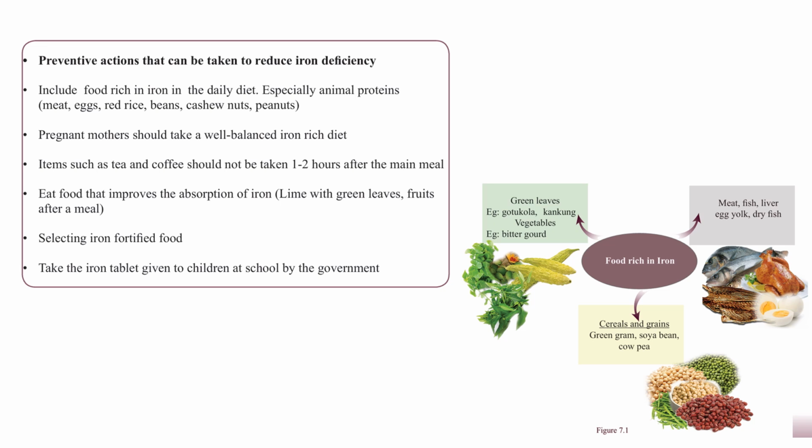Selecting iron fortified food. There are certain types of cereals, corn flakes, and even sometimes milk with iron fortified ones. So selecting iron fortified foods is also possible, especially if somebody is having an iron deficiency. And also taking the iron tablet given to children at school by the government. And in the figure that's given here, you can see the types of food rich in iron, and you can make sure that you include them in your diet properly.